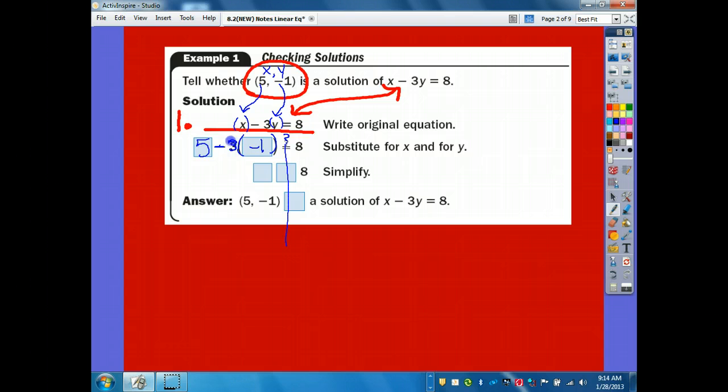Well, what do I do first? Multiply what? Excellent. Okay, what do I get when I take a -3 times a -1? Positive or negative? I get a positive 3. Bring down my 5. Does 5 plus 3 equal 8? 8 equals 8. So is that a solution to that equation with two variables? Yes. That one works. That is a solution to that equation.